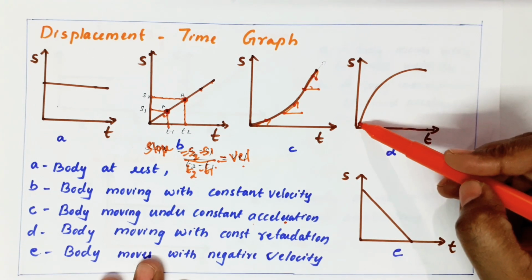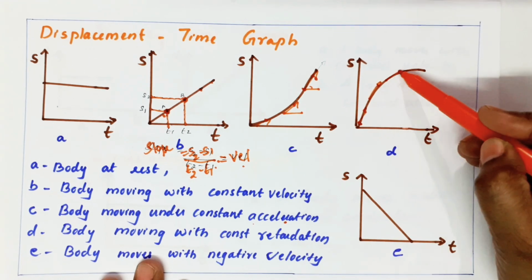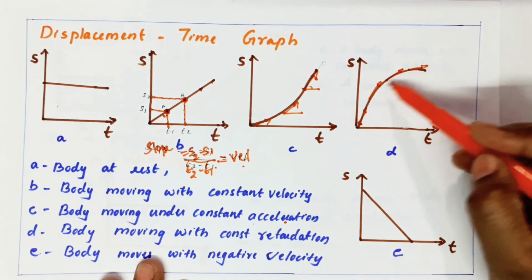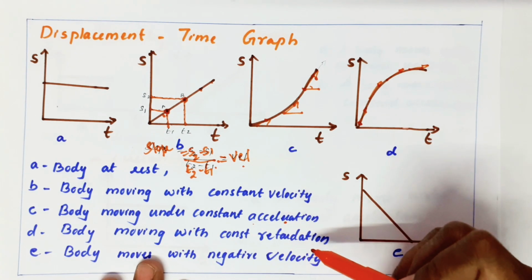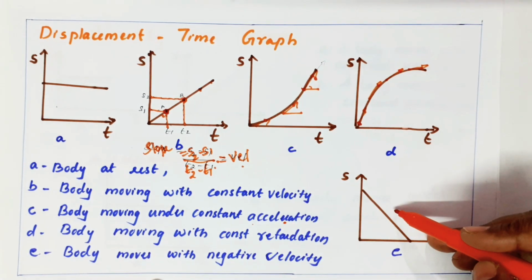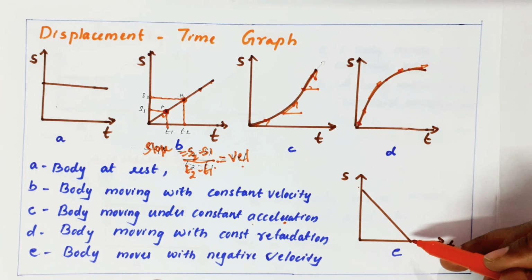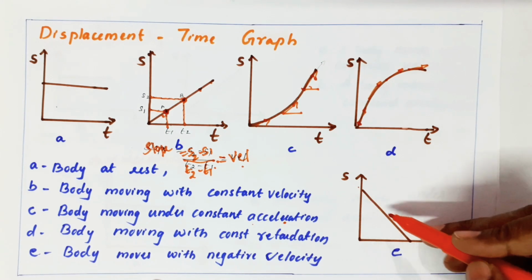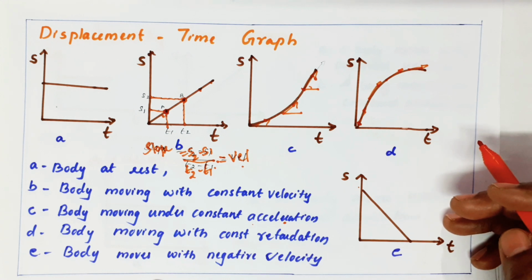But if you draw a slope for this graph, you can see that slope means nothing but a tangent. So you can see that the slope is getting decreased. So this is the graph for a body moving under constant retardation. And see the last graph I marked, it is a straight line. So it's uniform velocity only, but you see it's getting decreased. It means that the body moves with negative velocity.